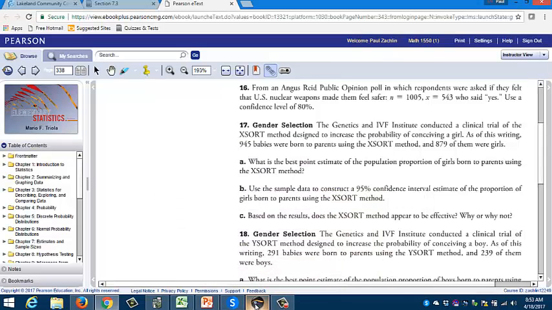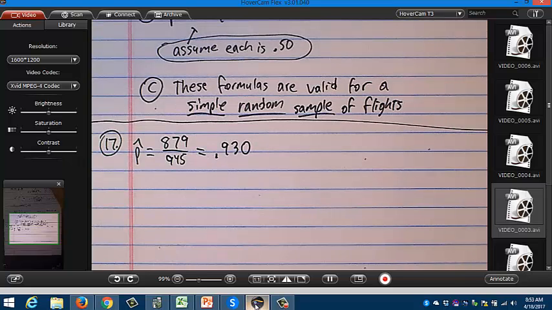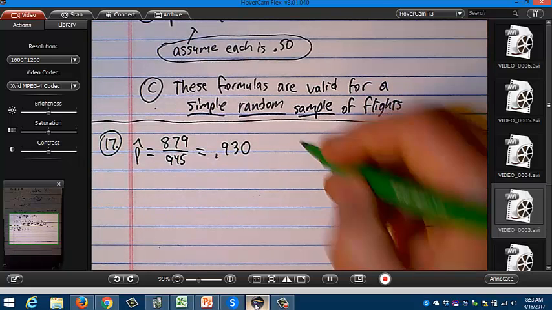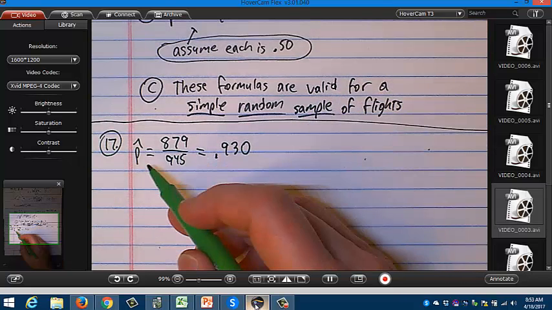See what we have here. Part B. Use the sample data to construct a 95% confidence interval estimate. This is exactly the same kind of idea, right? So how do I do it? I know I have p hat. What's the other thing we need to compute, guys?